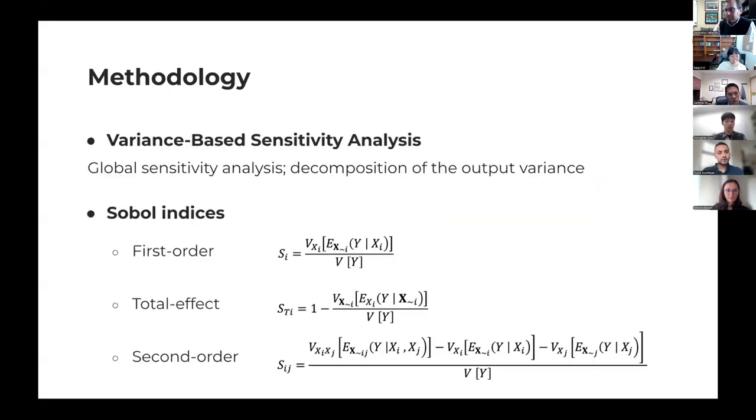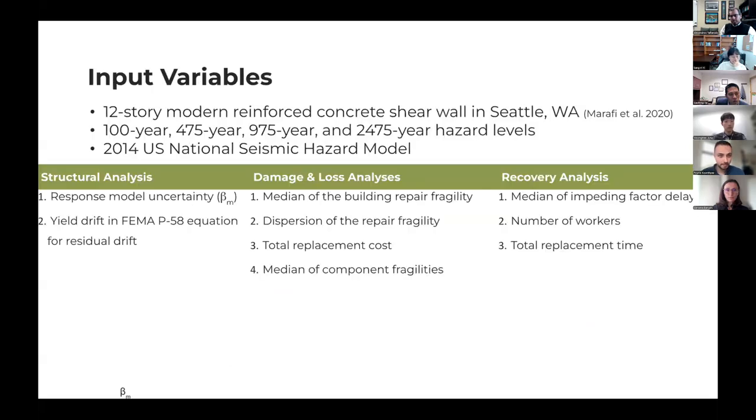I don't need to explain this in detail because I think the previous talks already highlighted it. Basically, I followed variance-based sensitivity analysis and quantified Sobol indices, looking into the first order, total effect, and also second order Sobol indices to be able to see the interactions between different input features.